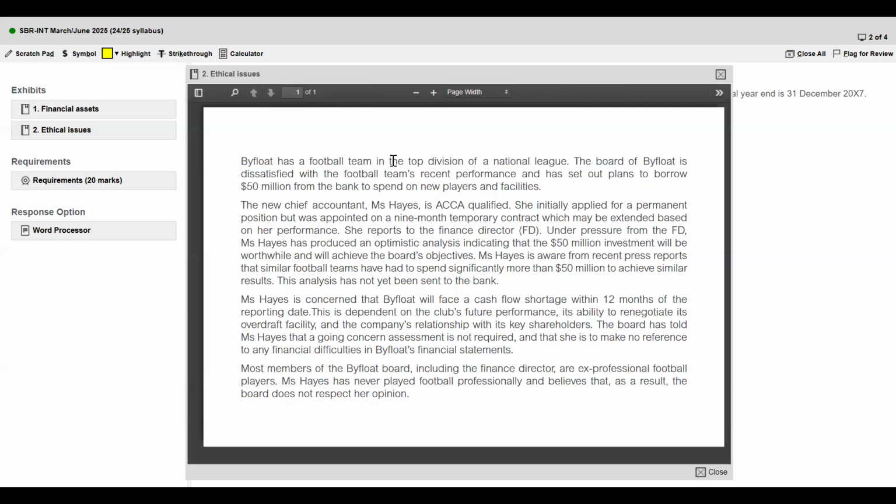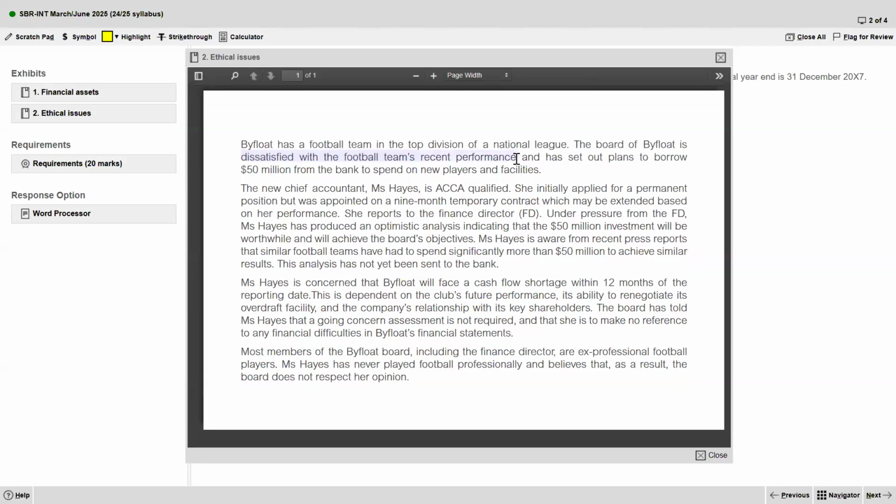Okay, let's see. Bifloat has a football team in the top division of National League. The board of Bifloat is dissatisfied with the football team's recent performance and has set out plans to borrow $50 million from the bank to spend on new players and facilities. So what have they done? They have actually borrowed 50 million from the bank to spend on new players and facilities.